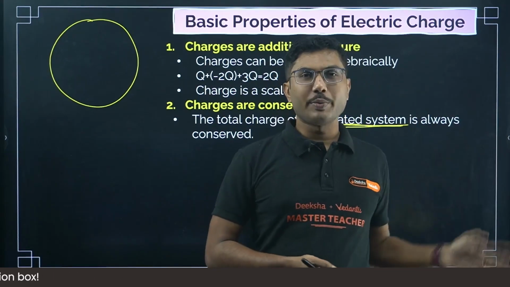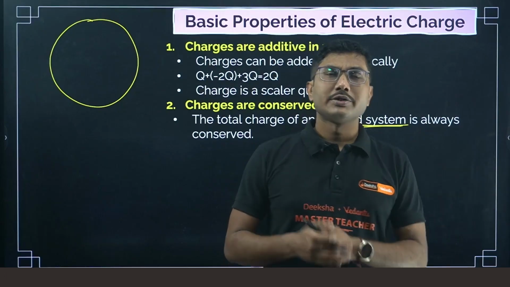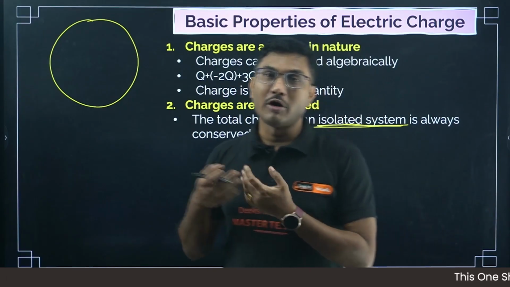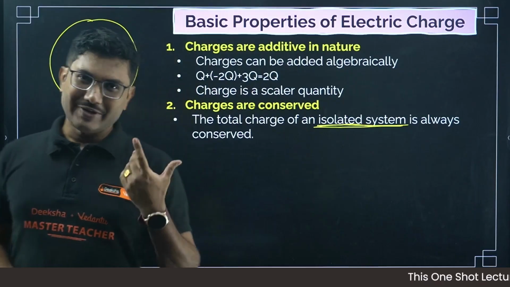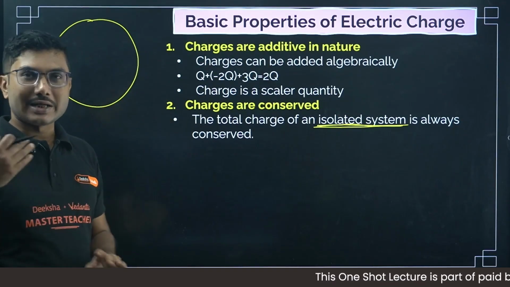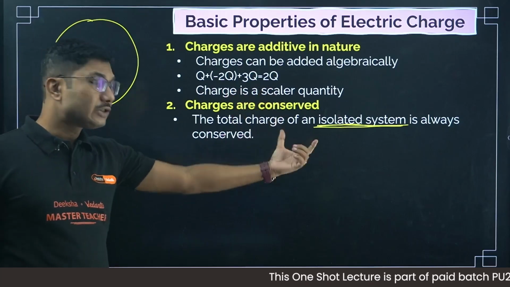But if the doors are open, some student went for the washroom, some students are playing in the playground, then the total number of students will not remain 30, right? Very basic and easy example. So this is why we say that charge is conserved for an isolated system.